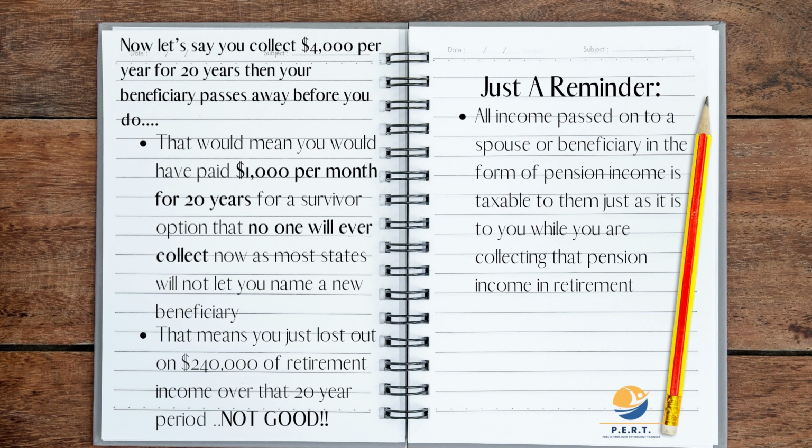That would mean that you would have paid $1,000 per month for 20 years for a survivor option that no one will ever collect now, as most states will not let you name a new beneficiary. That means that you just lost out on $240,000 of retirement income over that 20-year period. Not good. Just a note to remember that all income passed on to a spouse or beneficiary in the form of pension income is taxable to them just as it is to you while you're collecting that pension income in retirement. This will be important in a minute.